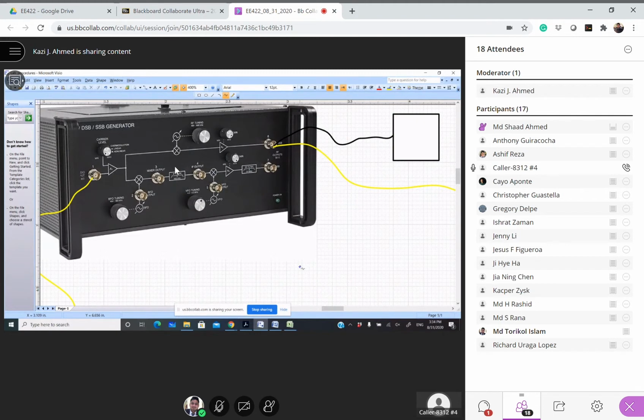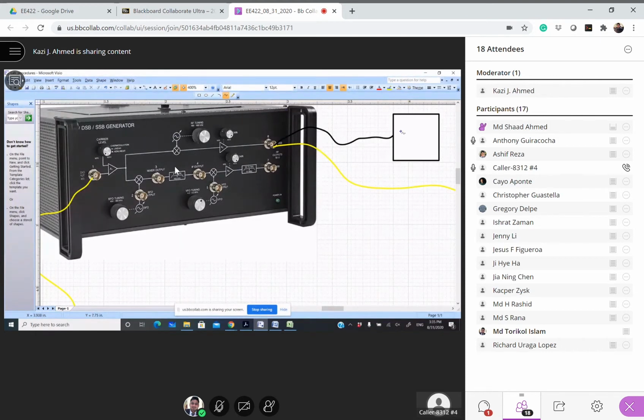Let me see. Anthony, what do you think may happen? You're talking in regards to the carrier level. Yeah, if you change the carrier level, what will happen? It'll only affect the amplitude of the carrier signal, not the input signal. Correct? Exactly, that's exactly right.